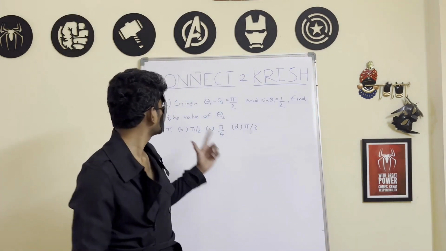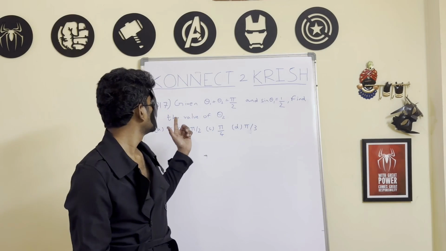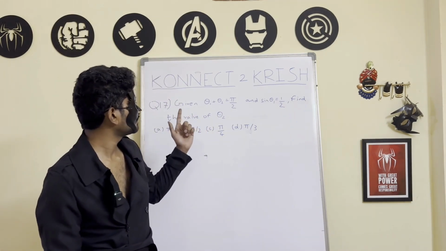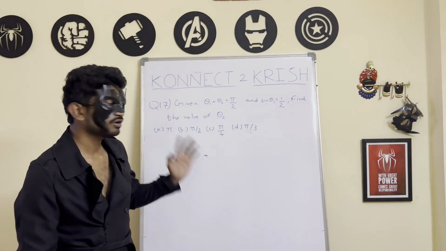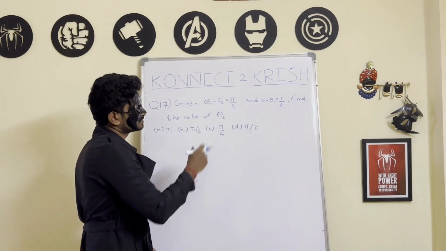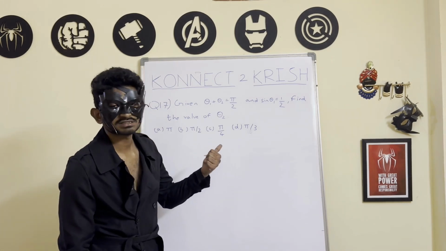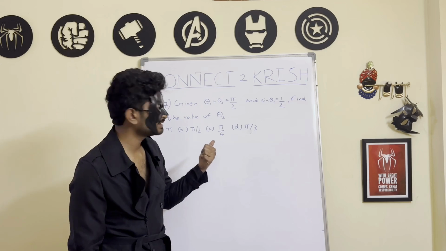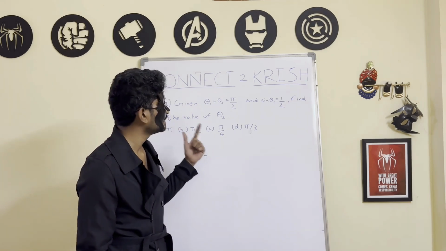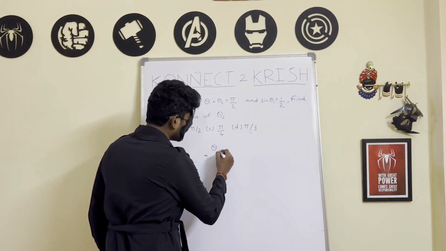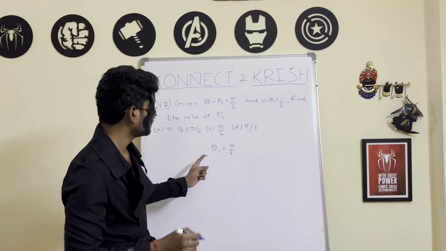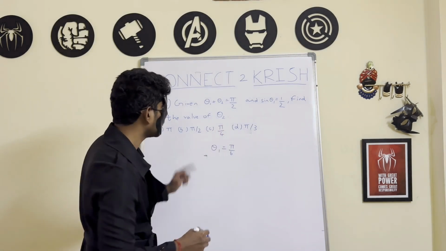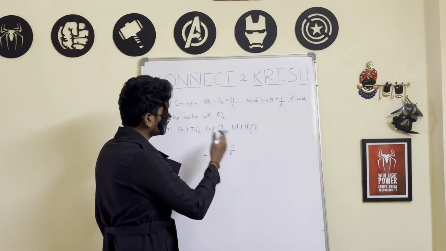So superhumans, next question is question number 17: given theta 1 plus theta 2 is equal to pi by 2 and sin theta 1 equal to 1 by 2, find the value of theta 2. So sin theta 1 is equal to 1 by 2 means, when is it possible? When theta 1 is nothing but 30 degrees, that is equal to pi by 6. When theta 1 equal to pi by 6, sin theta 1 will be 1 by 2. And what is theta 2?